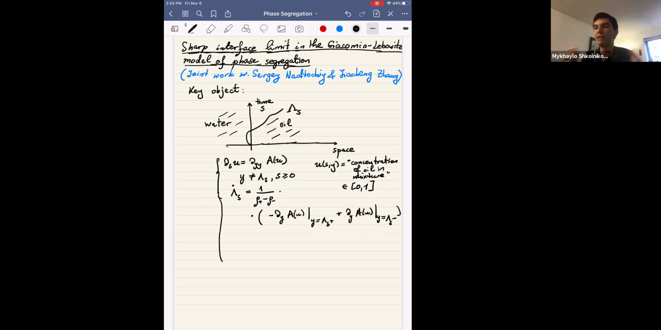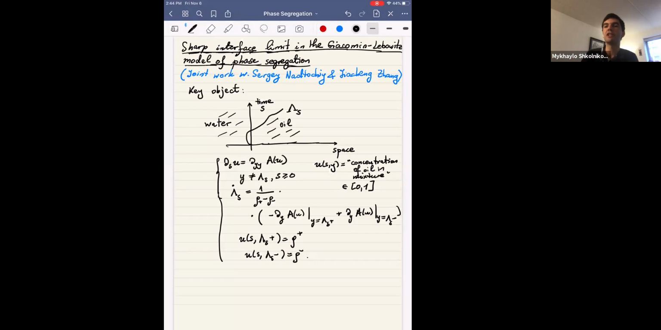And on top of that, it will have some initial and boundary conditions. The initial condition I will ignore for the moment, let me omit it, but it will be important for us to keep the boundary conditions in mind. We will fix the two concentrations on the two sides of the boundary. So rho plus, which was part of the constant in my free boundary condition, will be the concentration on the oil side of the boundary, and rho minus will be the concentration on the water side of the boundary.